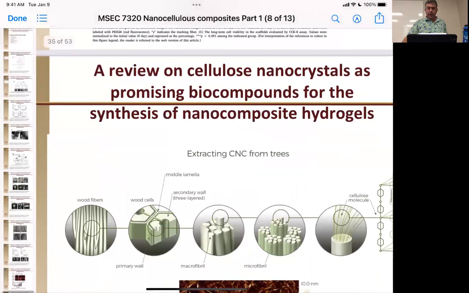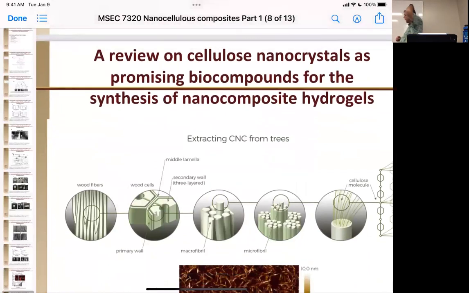Okay. So now I want to switch gears a little and talk about another way of doing these composites, and these are hydrogels. Hydrogels are a little bit different. We haven't talked about that as a composite material. We're going to talk about it.